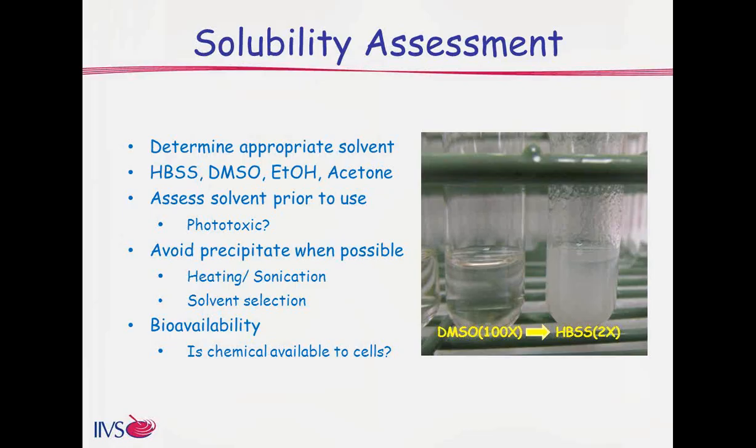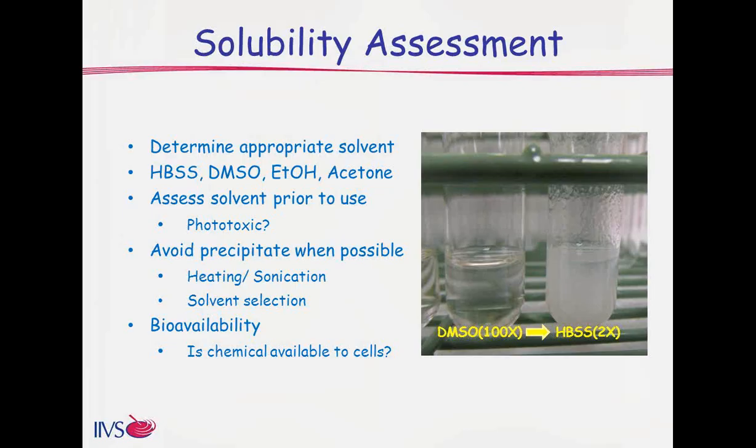And we have a number of different solvents that we can use. We'll start out typically with HBSS, followed by DMSO, ethanol, and acetone. There may be some cases where you have a test material that would be dissolved in something other than one of these mentioned. However, it's important that if we do proceed with that, we also assess the phototoxic potential of that particular solvent. The key here is we want to avoid precipitate when possible. Heating and sonication are some of the standard measures that we do to further solubilize our test materials, and selecting the most appropriate solvent can also help with your solubility.